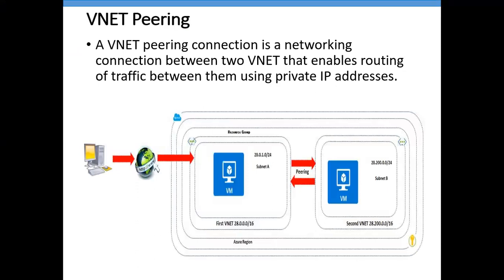Whenever we want both virtual networks to communicate with each other, that time we can create virtual network peering. By default, we don't have any connectivity between one virtual network and another virtual network. To connect both, we need to create virtual network peering. It is mandatory.